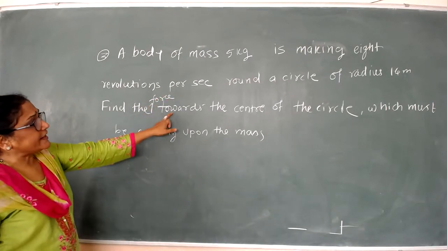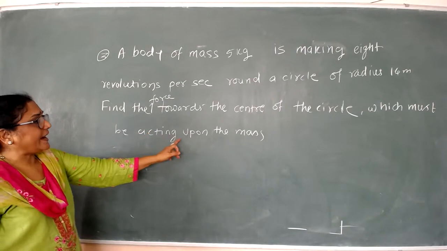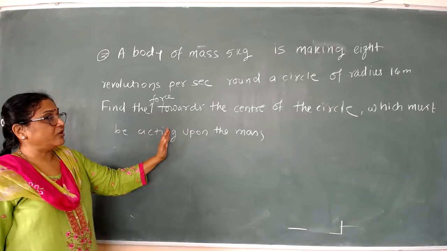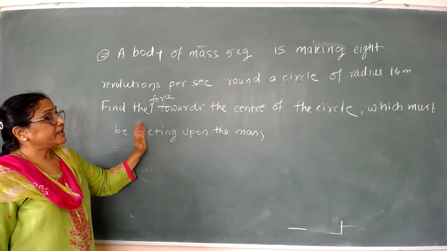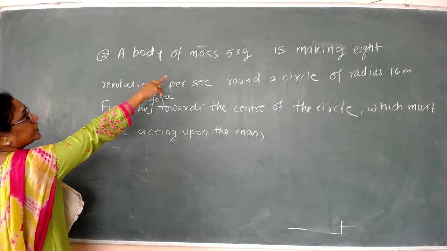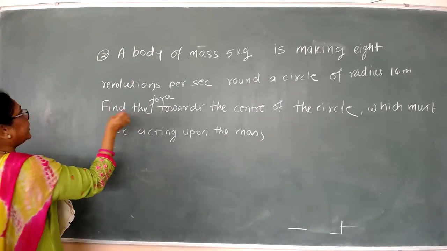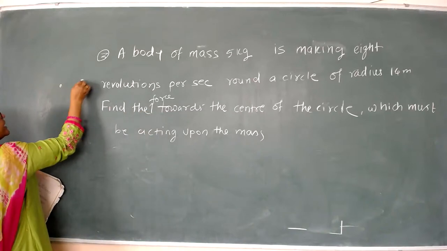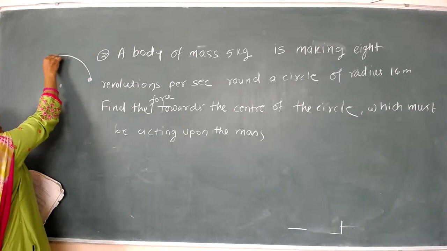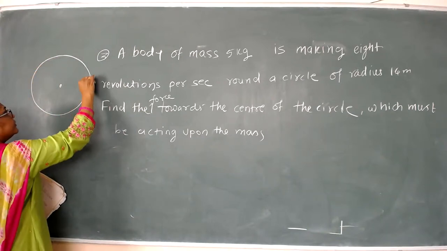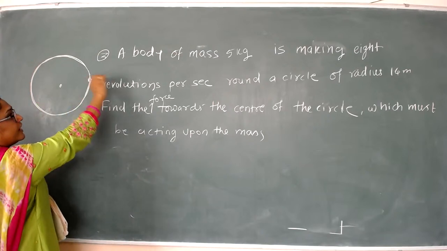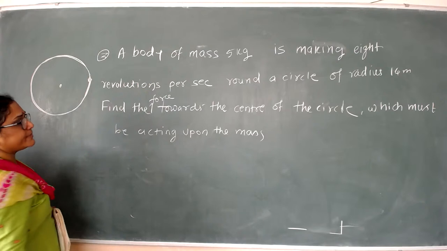Find the force towards the center of the circle which must be acting upon the mass. We know that when a body is revolving around the circumference of a circle, it is known as circular motion. So suppose there is a body with a mass of 5 kg, which is revolving around the circumference of a circle and which makes 8 revolutions per second.